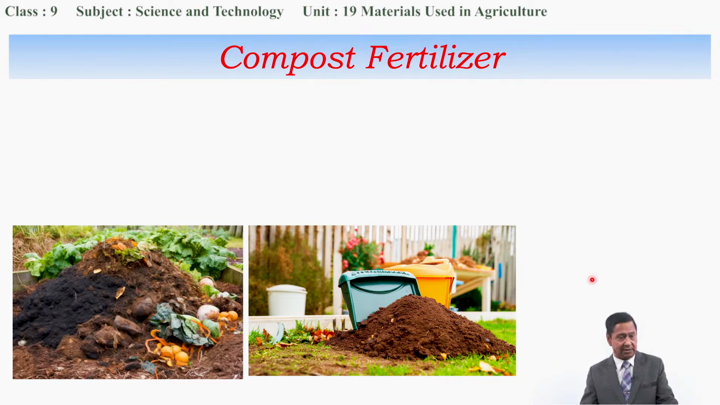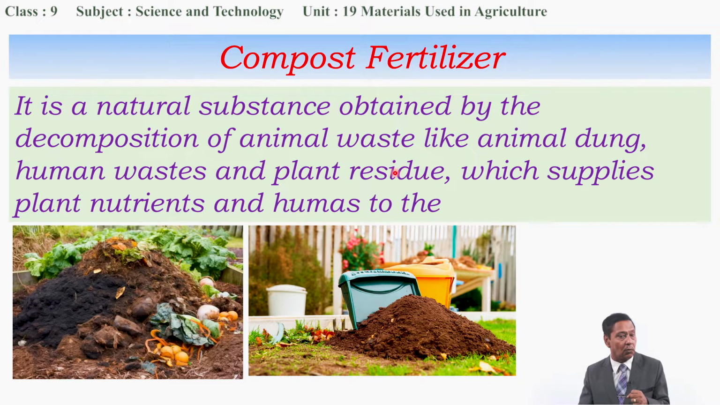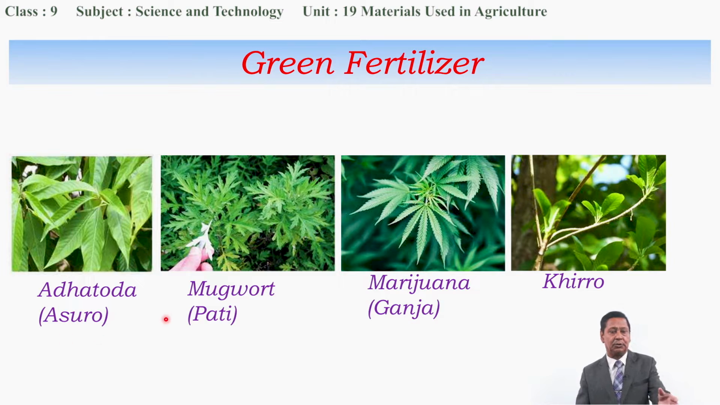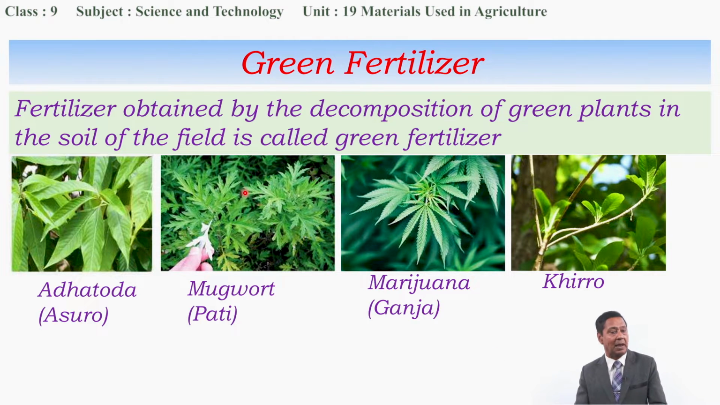This is compost fertilizer, which is made from agricultural waste and animal dung. It is buried into the ground and converted to compost fertilizer. We can say this way, it is a natural substance obtained by the decomposition of animal waste like animal dung, human waste and plant residue, which supplies plant nutrients and humus to the soil. Now, green fertilizer. These plants, asuro, pati, gaza, khirro, etc. can be buried into the soil. They decompose very quickly within a few days and they are called green fertilizer. Fertilizer obtained by the decomposition of green plants in the soil of the field is called green fertilizer.